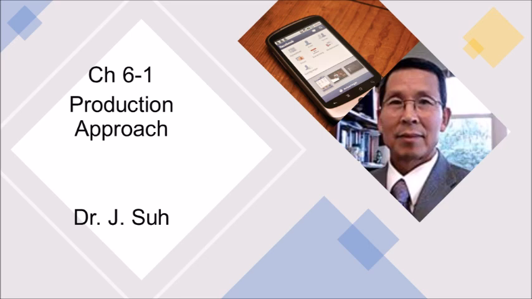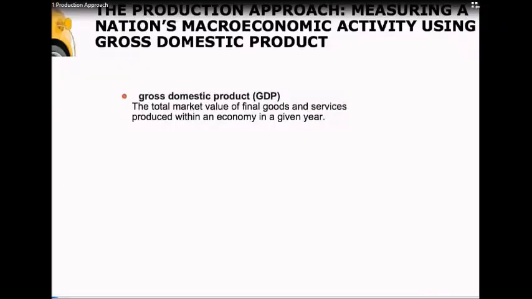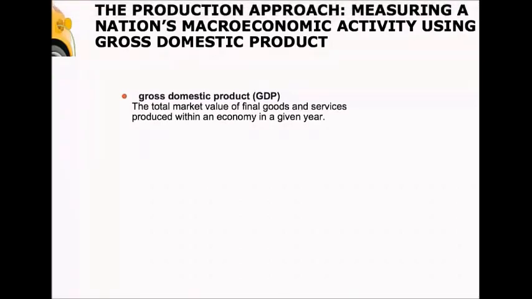All right, now let's look at one way we can measure a nation's macroeconomic activity. We're going to use the production approach to add up gross domestic product. What is gross domestic product? That's the total market value of final goods and services produced within an economy in a given year. Now, all these parts of the definition are very important.